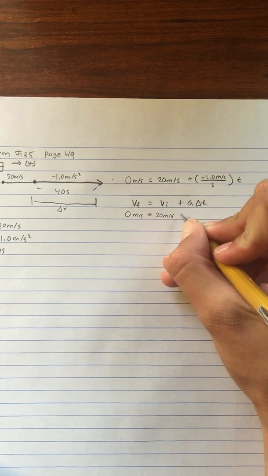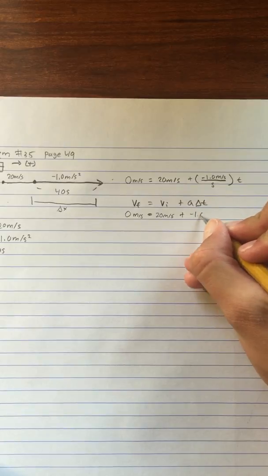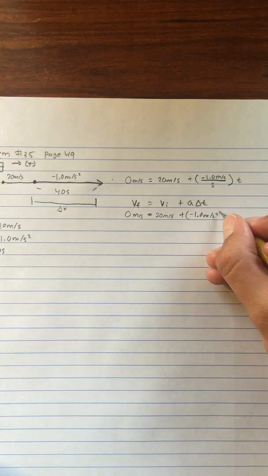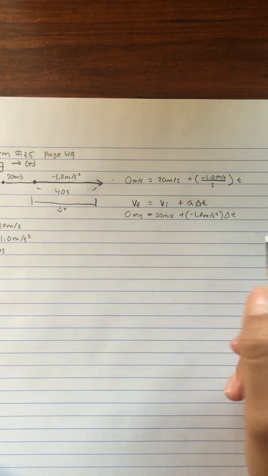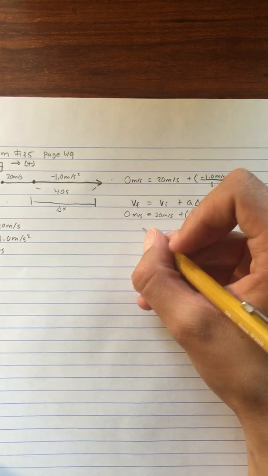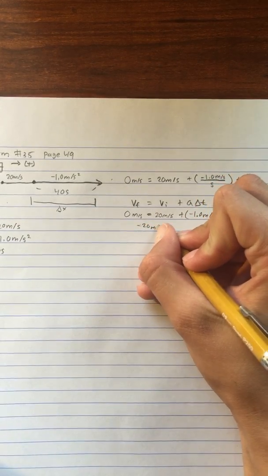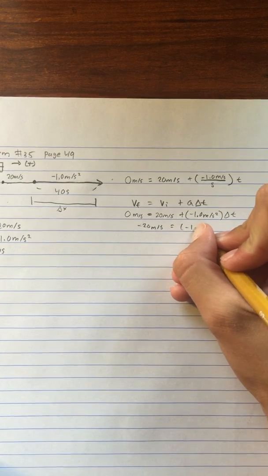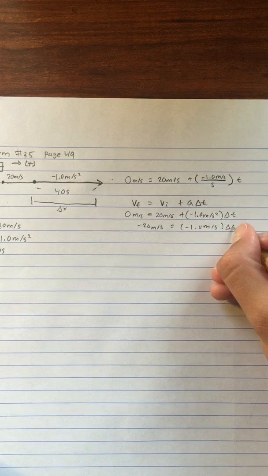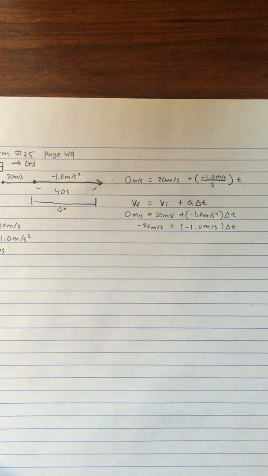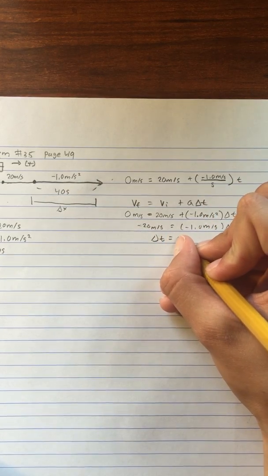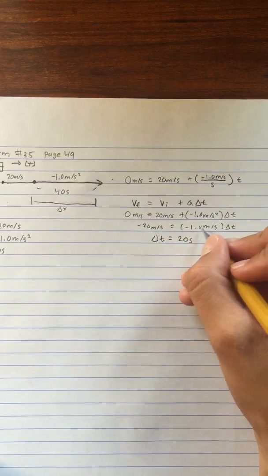20 meters per second plus, and this time I'm just going to write it as meters per second squared, now that we've explained what acceleration really does and how it affects our problem, times our change in time. And we will solve for our change in time. So -20 meters per second equals -1 meters per second squared times our change in time, right? Just move that to the other side. And now we are going to find that our change in time is 20 seconds, right?